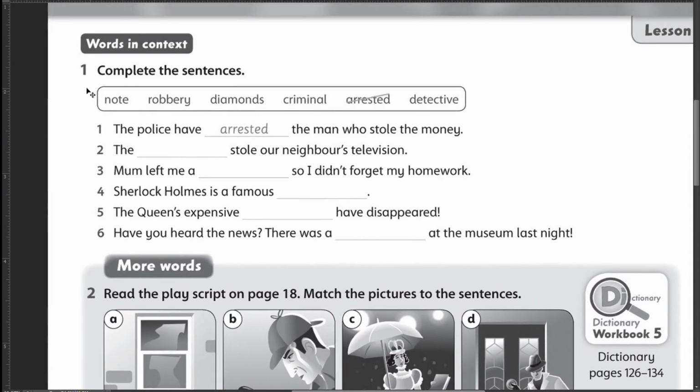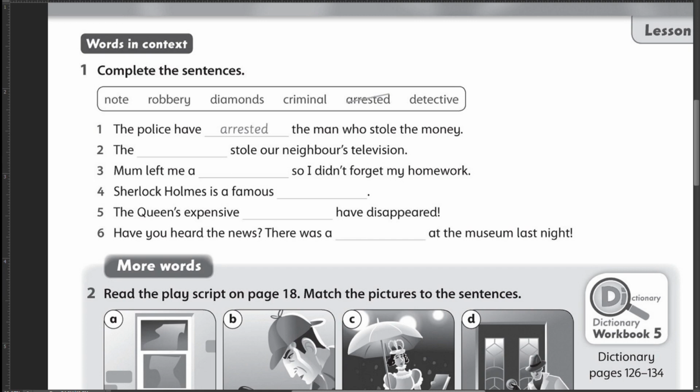Okay, so we have here note, robbery, diamonds, criminal, arrested, and detective. So these are the vocabulary that we need to use in order to complete these sentences. All right, let's start with number 1. The police have arrested the man who stole the money. Okay, so the answer would be arrested.